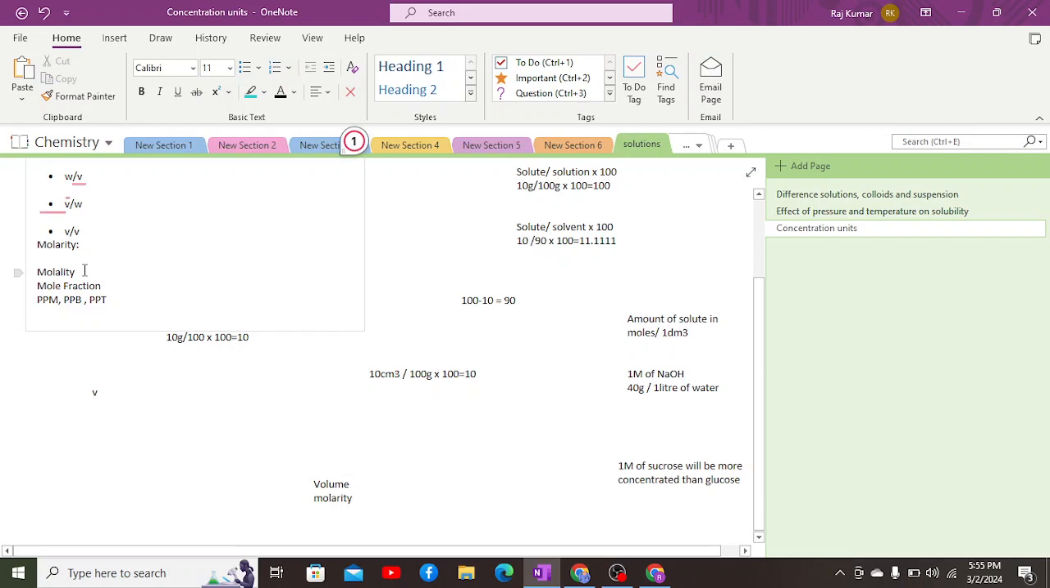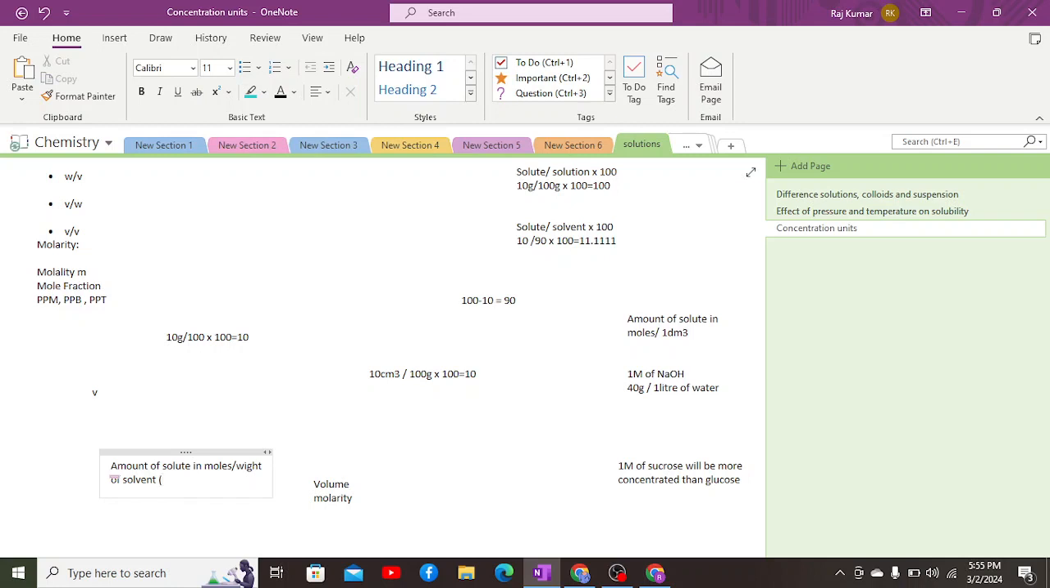Likewise, if we talk about molality, it is another terminology similar to molarity. It is represented by small m, and here molality is given by the amount of solute in moles divided by the weight of solvent in 1 kilogram, right? So the amount of solute in moles divided by the weight of solvent in 1 kilogram is defined as the molality.